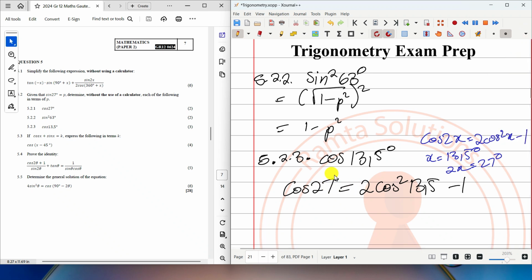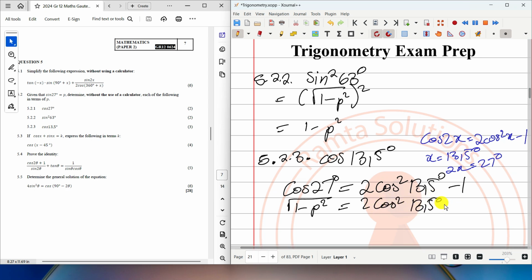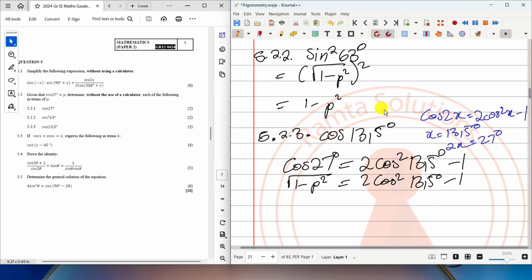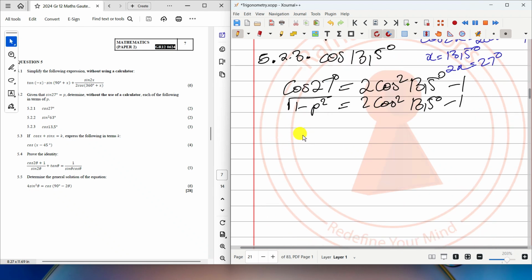Alright, so this is what we do. We have already said we know what cos 27 is. We said it is square root of 1 minus p square. And we don't know what cos 13.5 is, so we're going to leave it like that. Now let's go to the next.